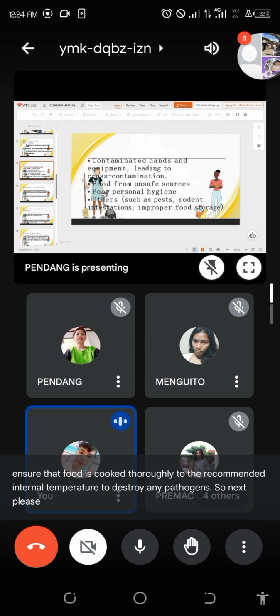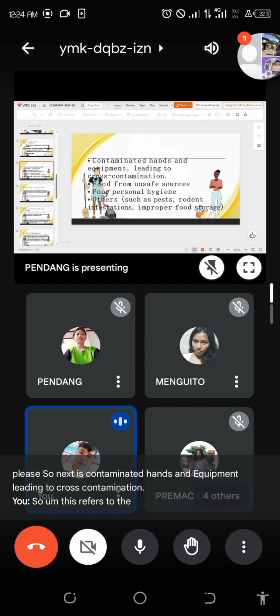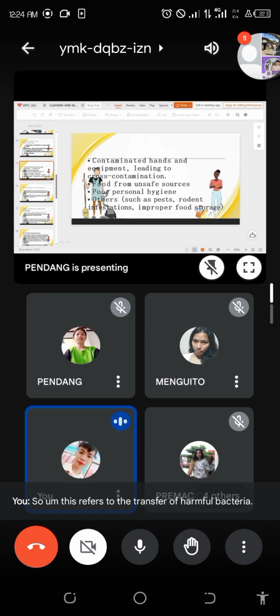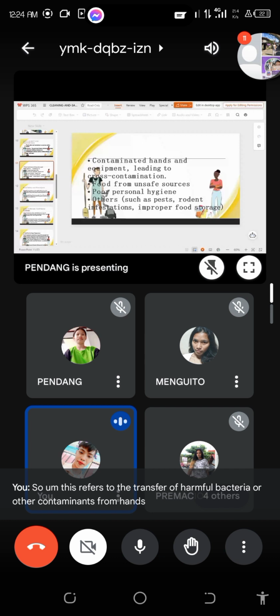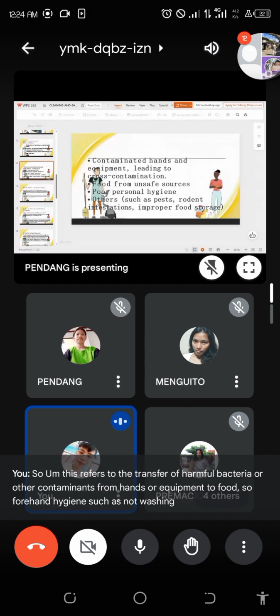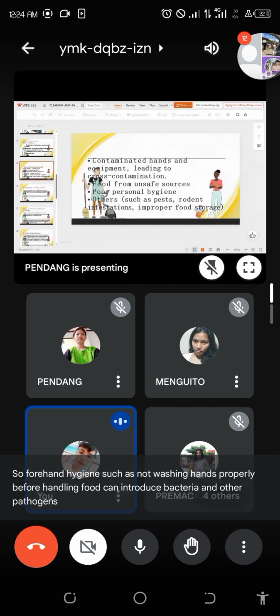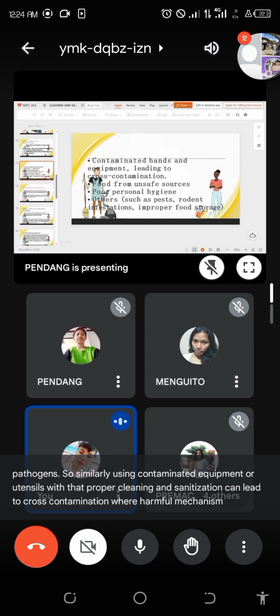So, next is contaminated hands and equipment leading to cross contamination. This refers to the transfer of harmful bacteria or other contaminants from hands or equipment to food. So, poor hand hygiene, such as not washing hands properly before handling food, can introduce bacteria and other pathogens. Similarly, using contaminated equipment or utensils without proper cleaning and sanitization can lead to cross-contamination, where harmful microorganisms spread from one food to another.